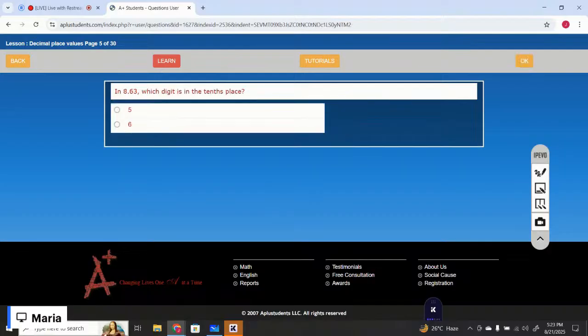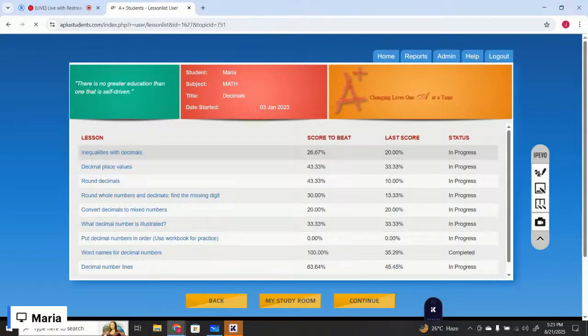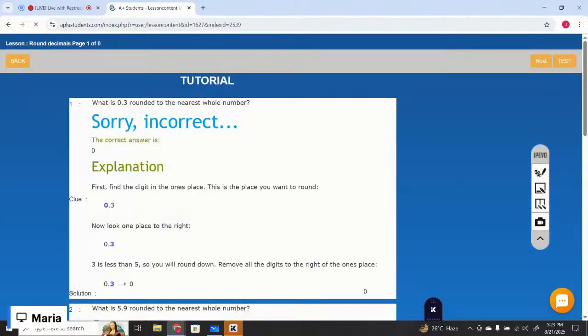In 8.63, which digit is in the tenth place? 6 it is. Okay, you can complete the lesson by yourself later today. Let me just move on to the next lesson. That is round decimals. Let's just start with the test questions.